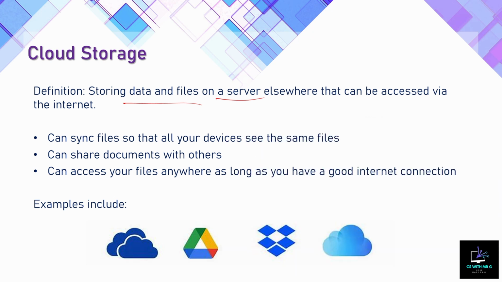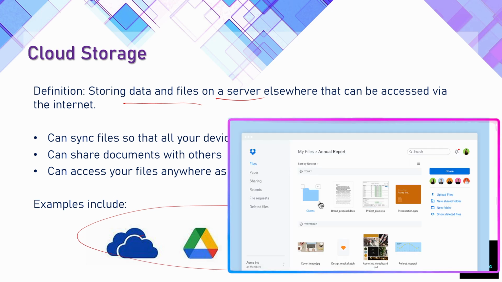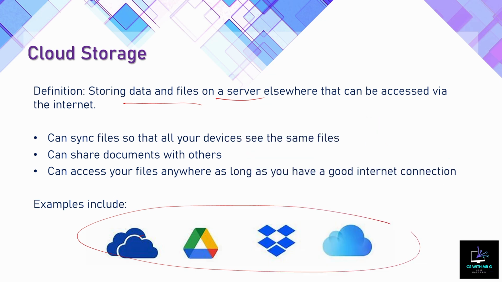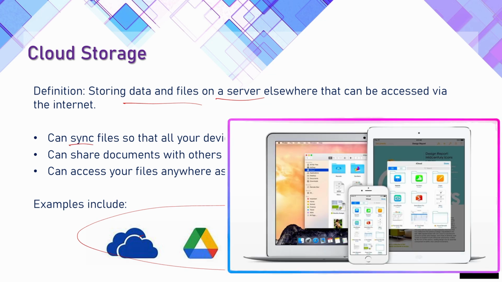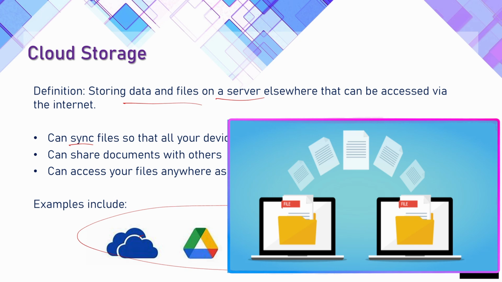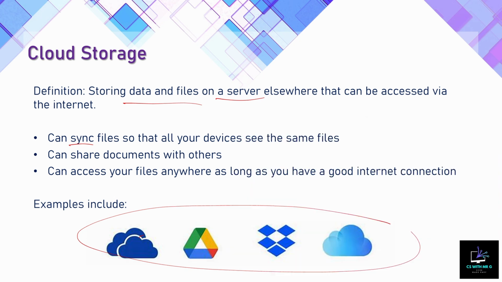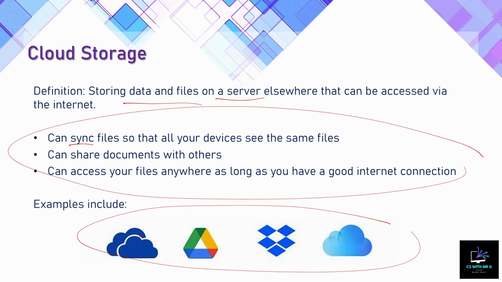Now, as you've probably seen on your devices at home or in school, all of these services here are all examples of cloud storage. We've got OneDrive, Google Drive, Dropbox, iCloud, and there are lots more. But the services that they offer are all very similar in that they store the data on their own servers. When they do that, we are able to sync our files so that all of our devices can access the same files. We can share documents with other people, and we can access these files anywhere in the world as long as we have internet connection. So these three points all apply to the different companies. They just all do it in a different way using their own menus or systems. But cloud storage covers these principles, and like I said, you've probably used it at some point in your lives.